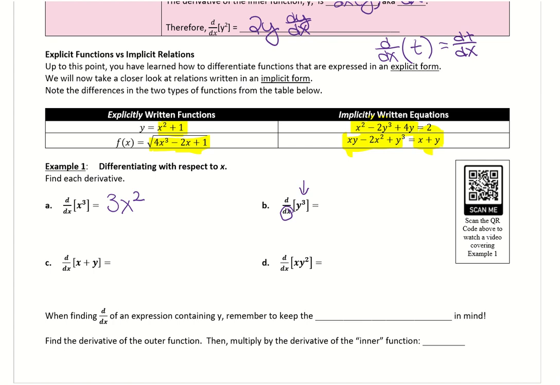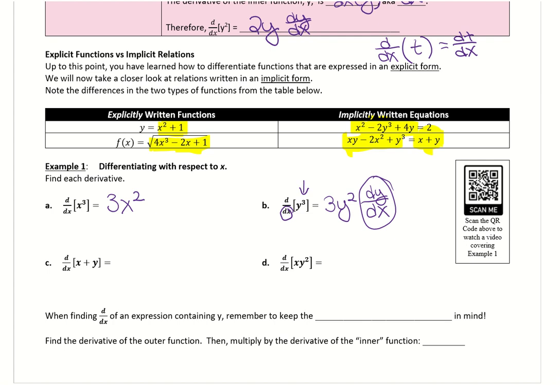So let's think about this with the chain rule. The outer function is 3y squared, and then the inner function is y. How do we write the derivative of y? We write it as d/dx of y. Wait, we just learned another way to rewrite that. Instead of d/dx of y, we're going to start writing dy/dx. So anytime you need to find the derivative of a variable other than x, you're going to write it as dy/dx.